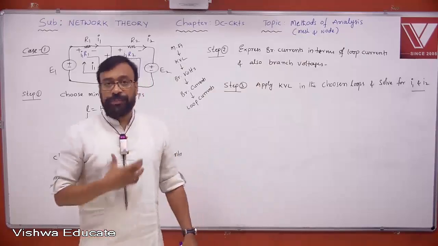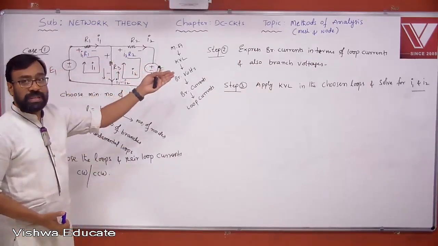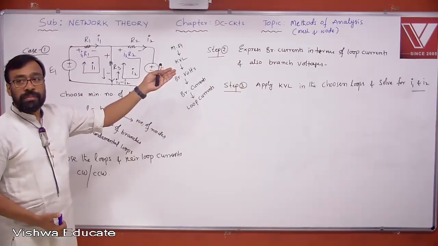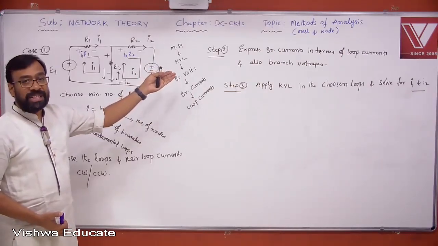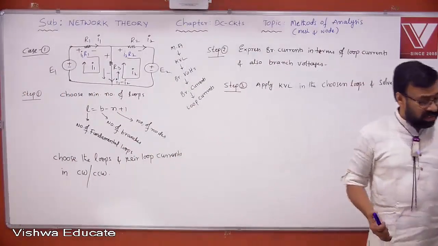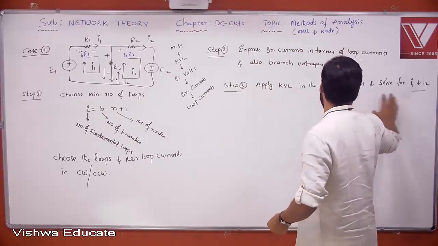We have discussed the branch currents and branch voltage. Here we have expressed the branch currents in terms of branch voltage. Yes or no? We express the branch currents in terms of branch voltage. Yes or no? So now let us obtain the equations by applying Kirchhoff's voltage law in each closed path.